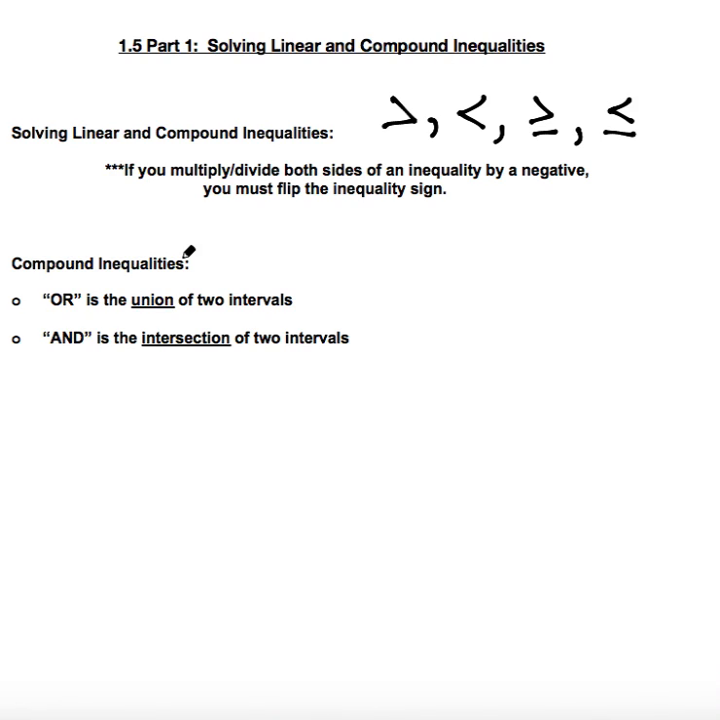All right, once we figure out how to solve just basic linear inequalities, we're going to jump to compound inequalities. There's two types of compound inequalities that we're going to deal with: or problems and and problems. Or is the union of the two intervals, so it can be one interval or the other. Both pieces are the solution. And would be the intersection, or the overlap, of the two intervals. And you'll see that when we get to the examples.